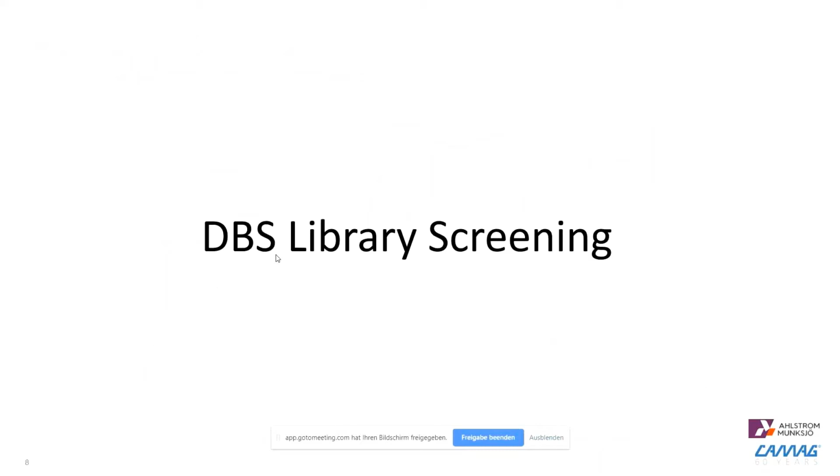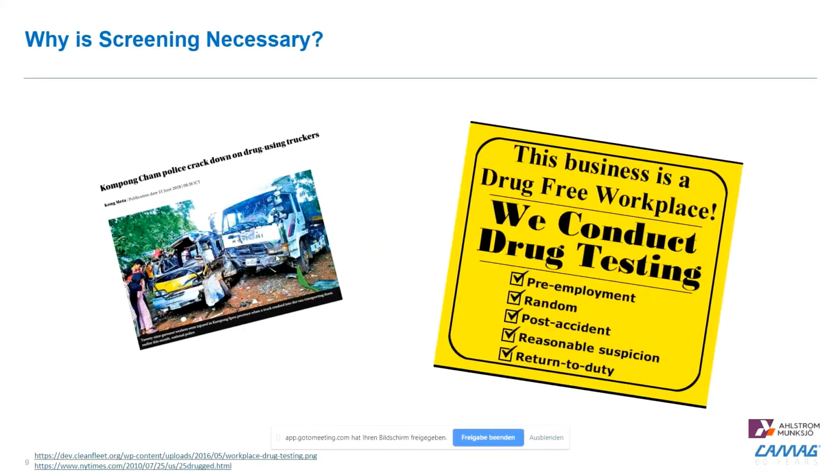With that being said, we are now ready to start the first method session, which is the DBS library screening. Why is screening necessary in today's world? Because many times people cause accidents or show curious or strange behavior, and it is not sure if they are under the influence of drugs. Also in the US, it is very common to perform workplace drug testing in order to ensure that your workers or co-workers are not under the influence of any drugs.